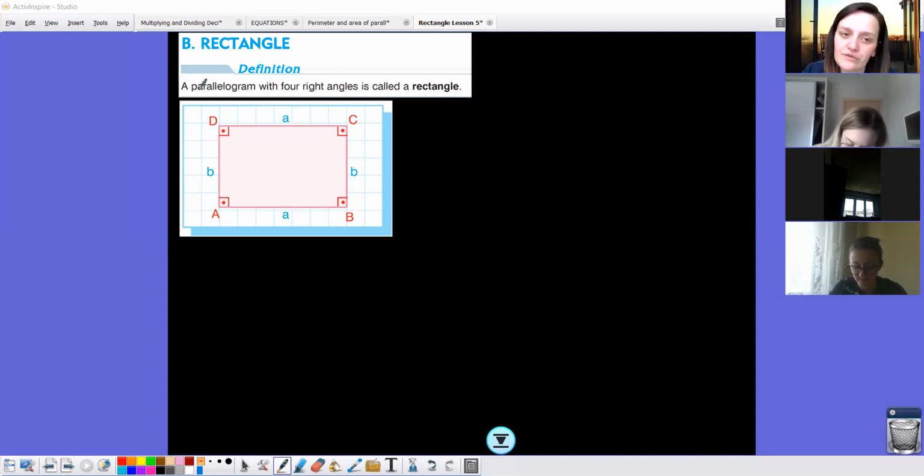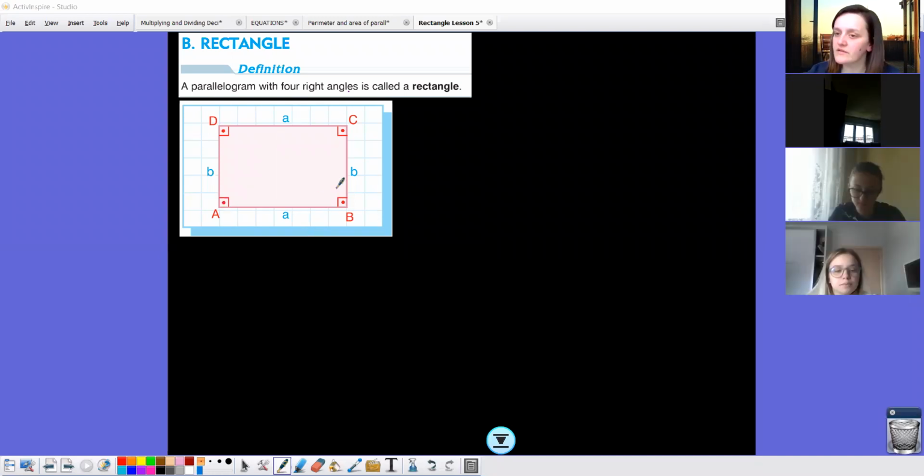Here is the definition of rectangle. A parallelogram with 4 right angles is called a rectangle. So the difference between parallelogram and the rectangle is the angles. In rectangle, all the angles are 90 degrees. The other properties are same as parallelogram. The opposite sides are parallel to each other and congruent to each other.